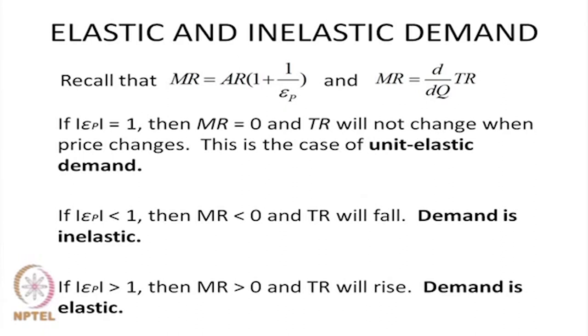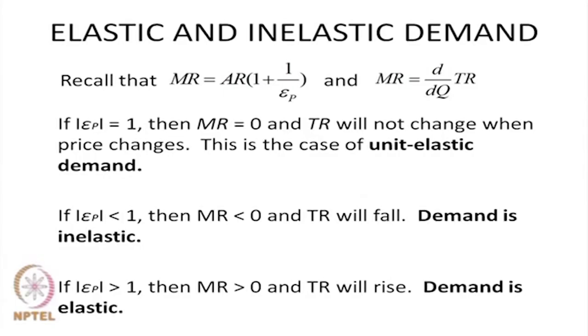That means, when price increases, the demand falls in such a manner that price into demand remains constant. Price into demand equals total revenue, that does not change. This is the case of unit elastic demand. Now, we take the next case, which is epsilon P mod value is less than 1. And we already know that epsilon P is negative.